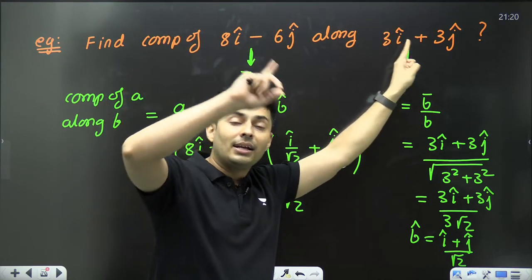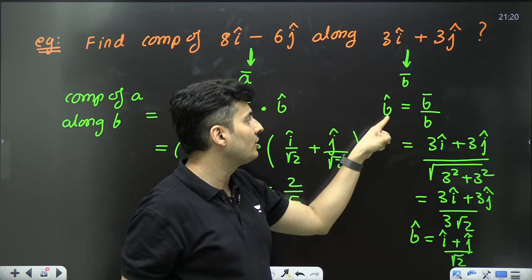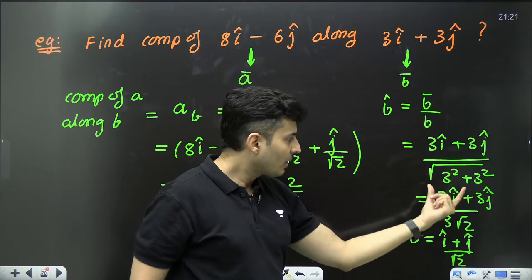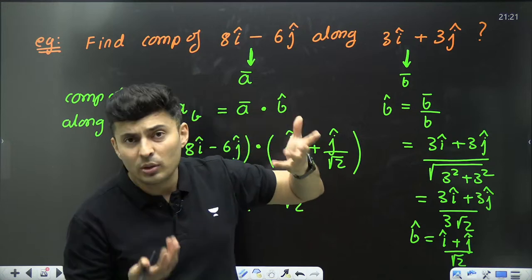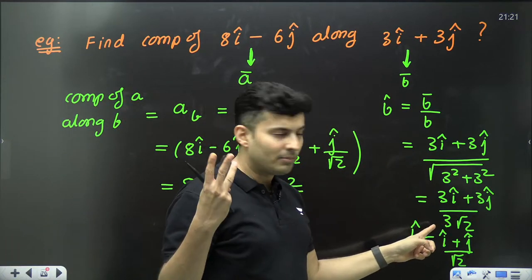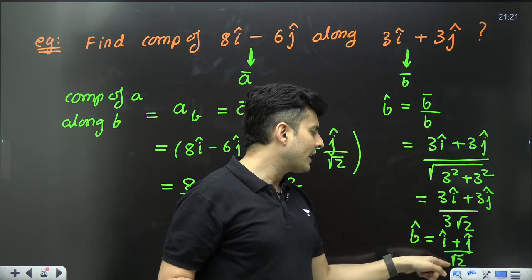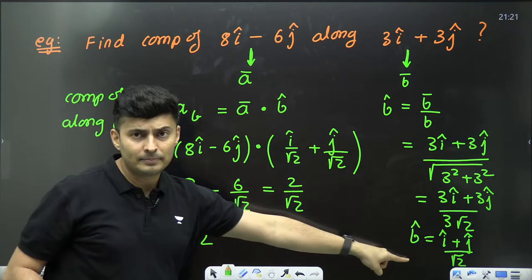In this particular problem, this vector's component has to be found along this vector. So whichever vector's component you have to find along something, that something's unit vector needs to be found. Unit vector is the vector divided by the magnitude. Magnitude will be 3 root 2. 3 square plus 3 square is 2 into 3 square, 3 square comes outside, so it will become 3 root 2. 3, 3 cancels. So i cap by root 2 plus j cap by root 2. Put that here instead of B cap.